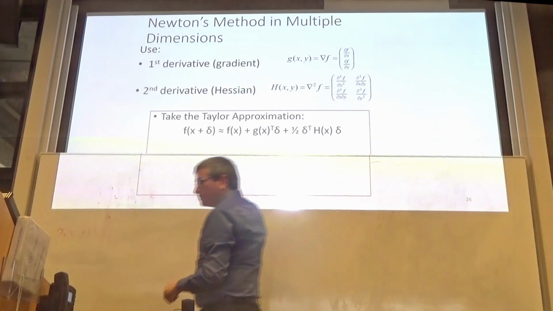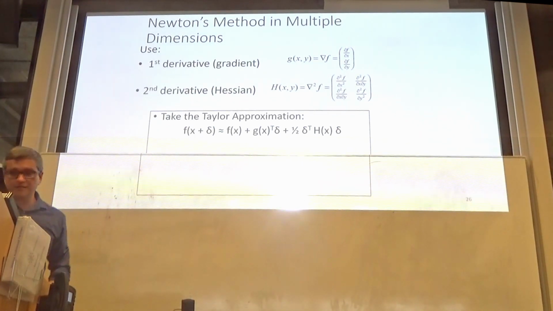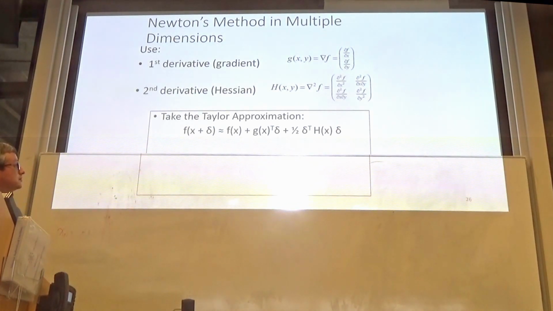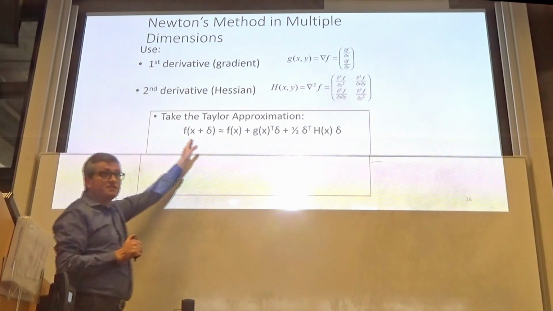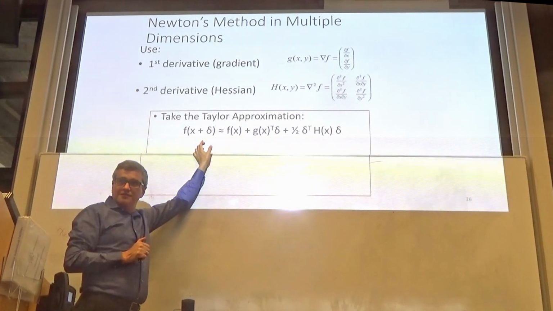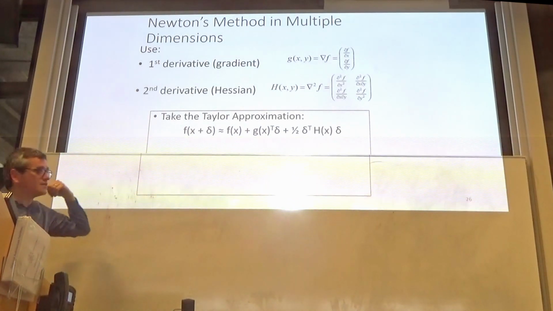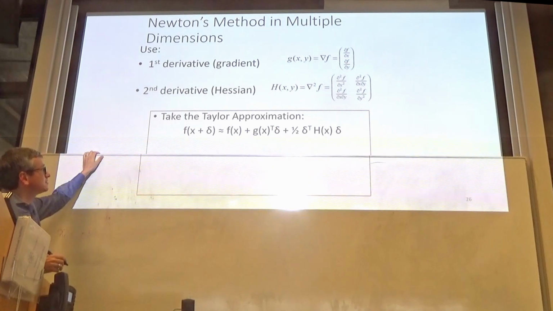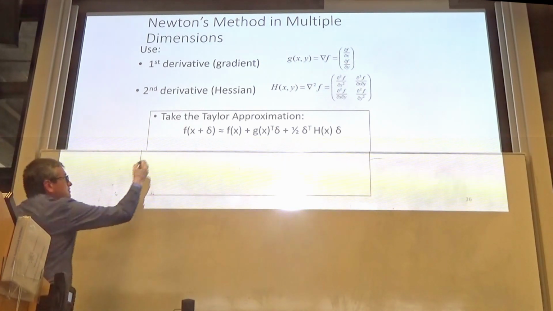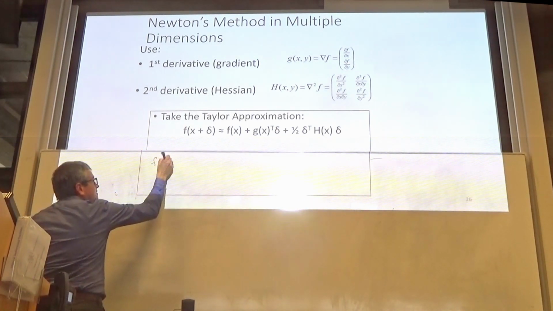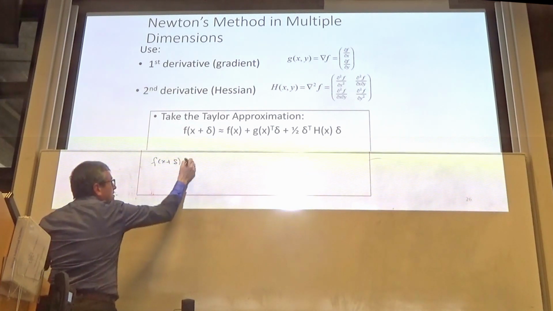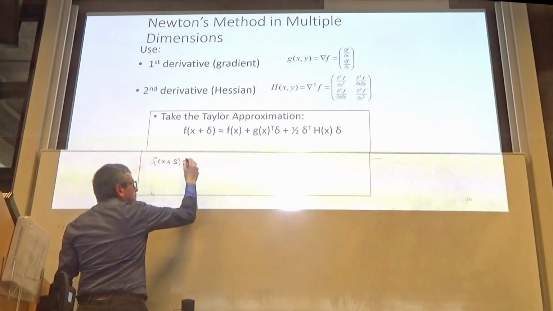Suppose you want to minimize this function. You want to find the best delta. You are at x, and you want to find the best delta. This is exactly what we did in the 1D case. Now we're going to do it in the multi-D case. And then the Taylor approximation, remember, f of x plus delta will be an approximation.